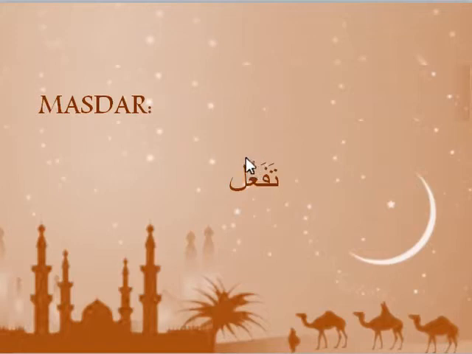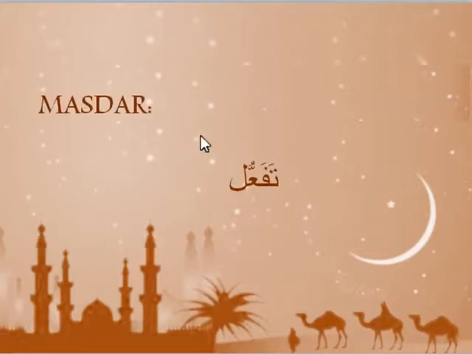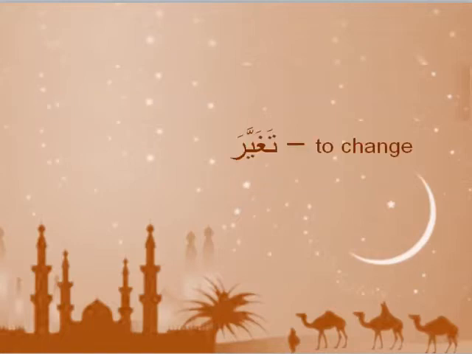Notice we did change this one letter to a U from an A. So instead of tafa'al, tafa'ul. That's a very minor change in pronunciation. Many times you're not going to be able to hear it, and it's not going to be written. So in terms of writing, we would say the masdar is exactly the same as the verb. Of course, the masdar does not conjugate. Let's see an example. Taghayyara, as we said, is to change something.